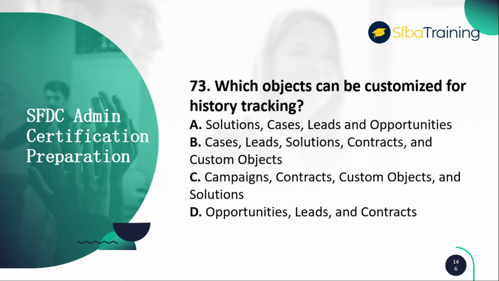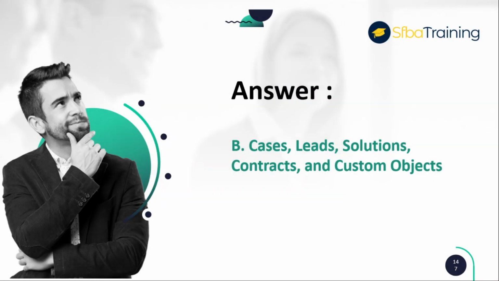Number 73. Which objects can be customized for history tracking? A, solutions, cases, leads, and opportunities. B, cases, leads, solutions, contracts, and custom objects. C, campaigns, contracts, custom objects, and solutions. D, opportunities, leads, and contracts. The answer is B, cases, leads, solutions, contracts, and custom objects.